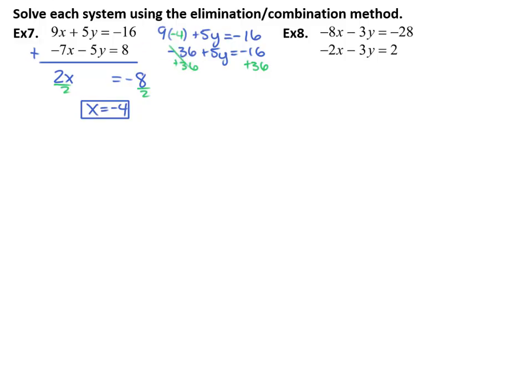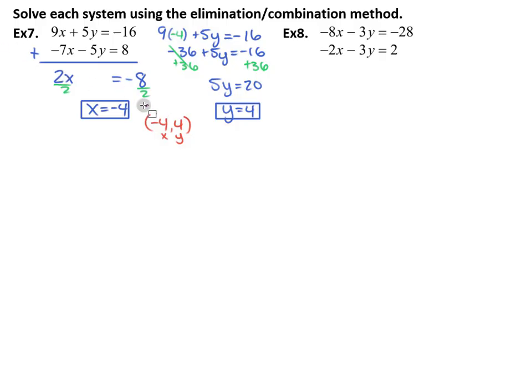So now I have 5y equals positive 20. And dividing by 5, we get y equals positive 4. Okay, so we've got an x-coordinate of negative 4, a y value of positive 4. So our solution to our system is (-4, 4). There's my x, there's my y.